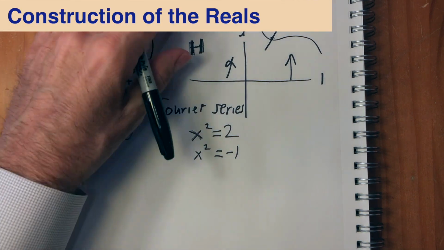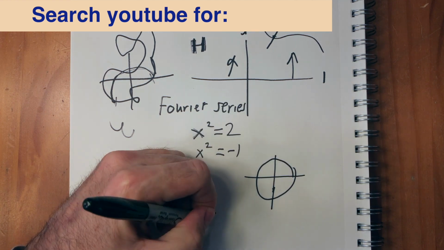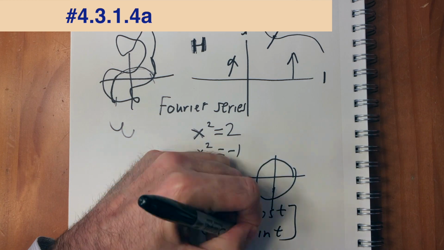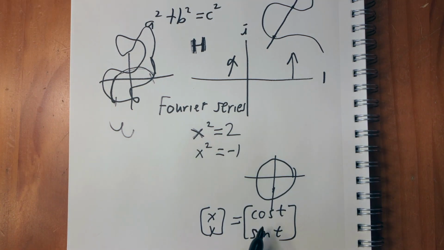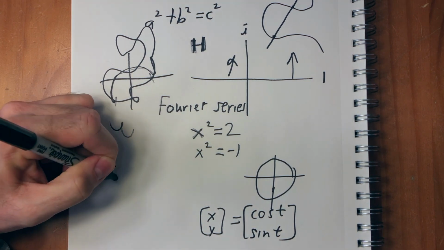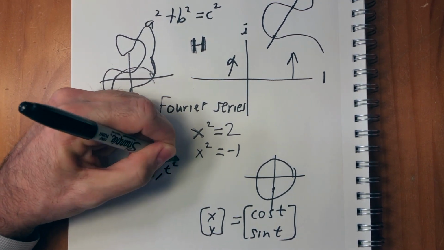Now, regarding parameterization, we know how to parameterize a circle easily. It's just that (x, y) equals (cosine t, sine t). So that's good, but these are transcendental functions. Can we parameterize a circle with polynomials? We can certainly parameterize a parabola, because the parameterization of a parabola is just (t, t squared).